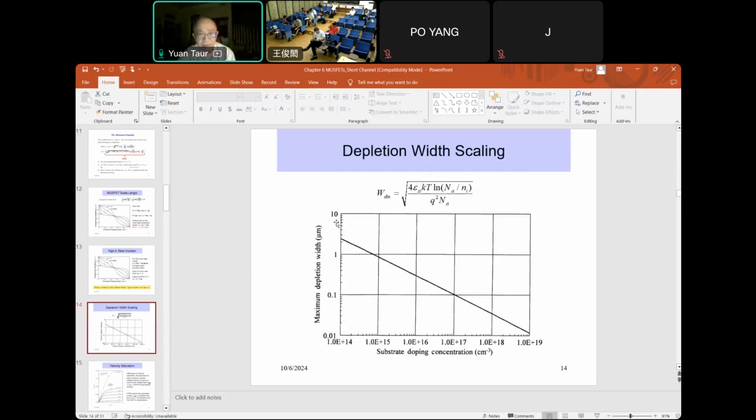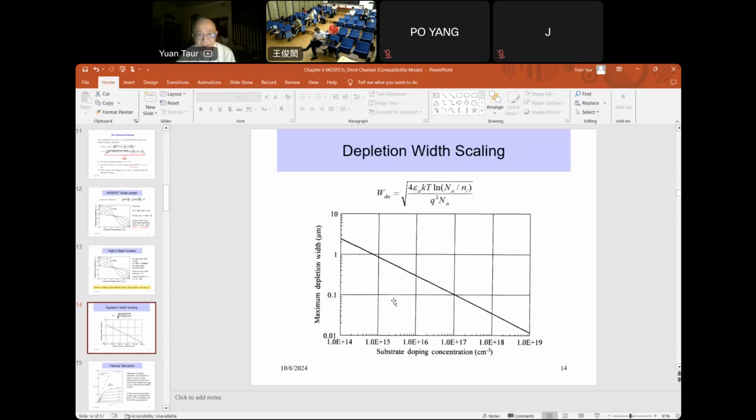Okay. And if you plot that as a function of the substrate doping, we have this 1 over square root of NA dependence shown here. Right. So to reduce the diffusion width, the substrate doping must go up as the square of the channel length.